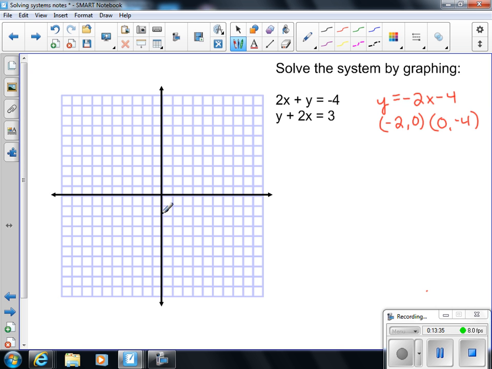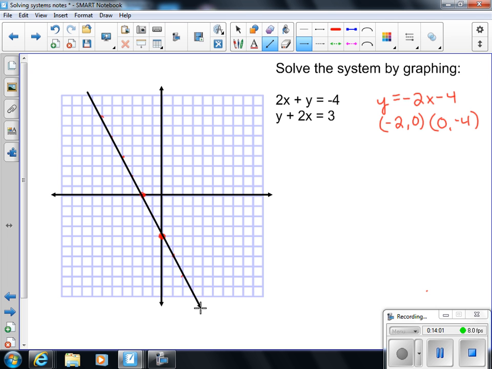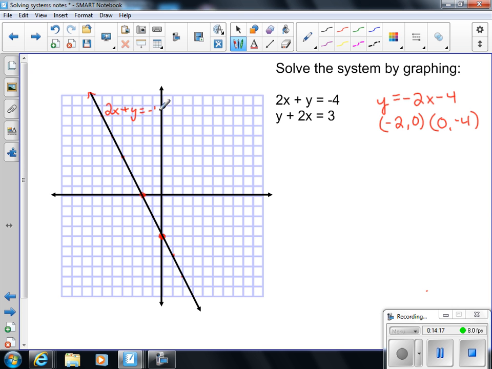Okay, so we can go ahead and graph this one. My y-intercept is 0, -4, and I'm going to go down 2 over 1. Or I can plot -2, 0 and go up 2 over 1, up 2 over 1. And then we draw our line and label. This one is 2x plus y equals -4. Now, if you wanted to label it when you solved it in slope-intercept form, you could label it that way also. That's fine.